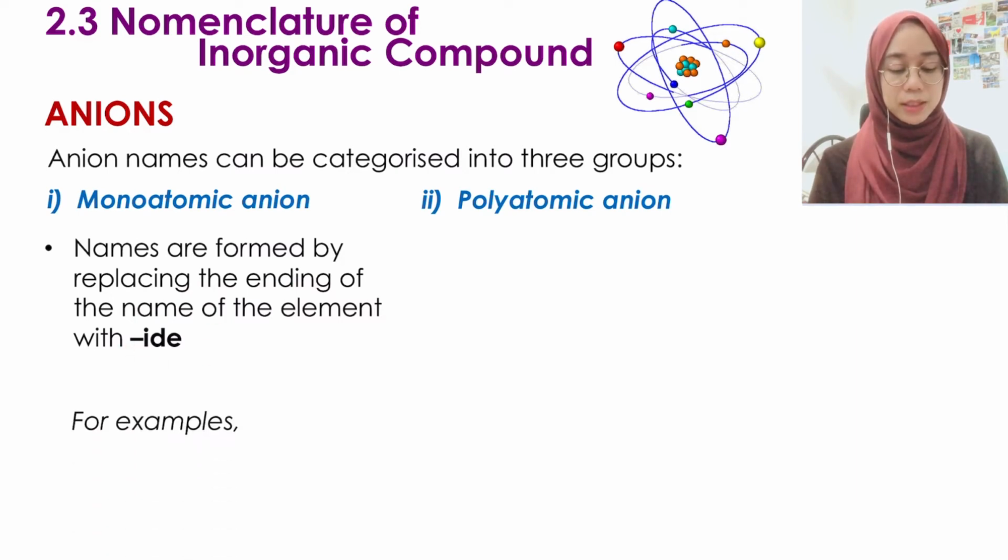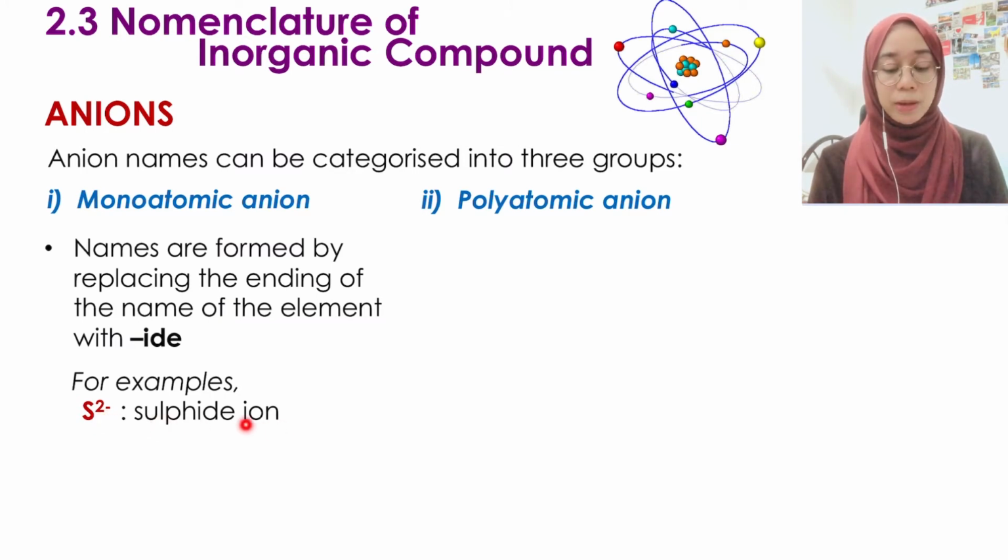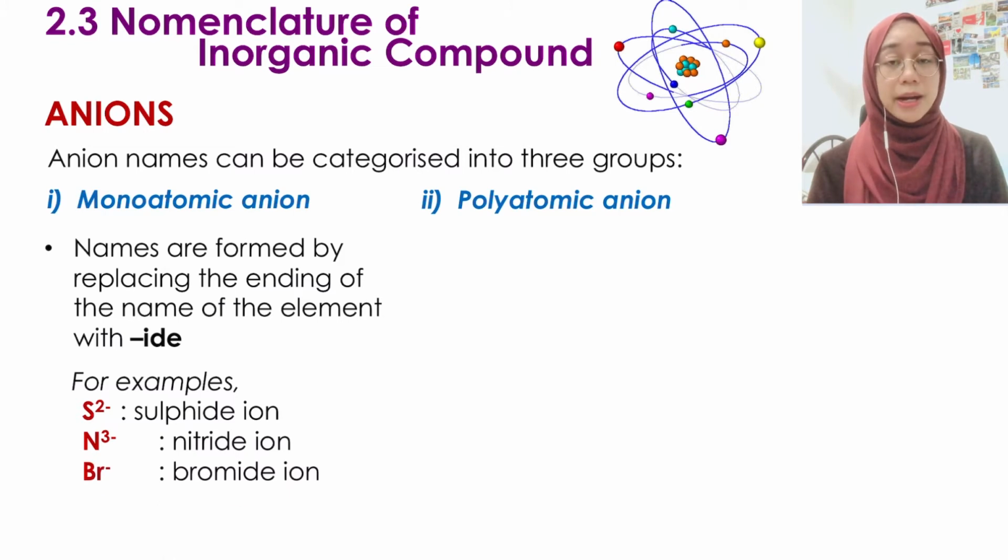Okay, for example, kalau kita ada sulfur. Sulfur kalau dia gain 2 elektron, so dia jadi S2-. So instead of dia dipanggil sebagai sulfur ion, bahagian belakang tu kita akan replace with the ide part. Okay, so nama dia akan jadi sulfide ion. Another example is nitride ion, and we also have bromide ion.